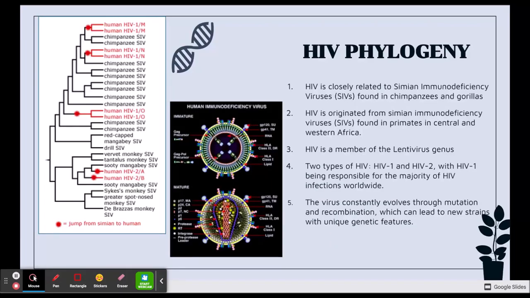HIV is closely related to the simian immunodeficiency virus found in chimpanzees and gorillas, as it originates from the SIVs found in primates in Central and Western Africa. HIV is a member of the lentivirus genus. There are two types of HIV, HIV-1 and HIV-2, with HIV-1 being responsible for the majority of HIV infections around the world. The virus constantly evolves through mutations and recombinations, which can lead to new strains with unique genetic features.